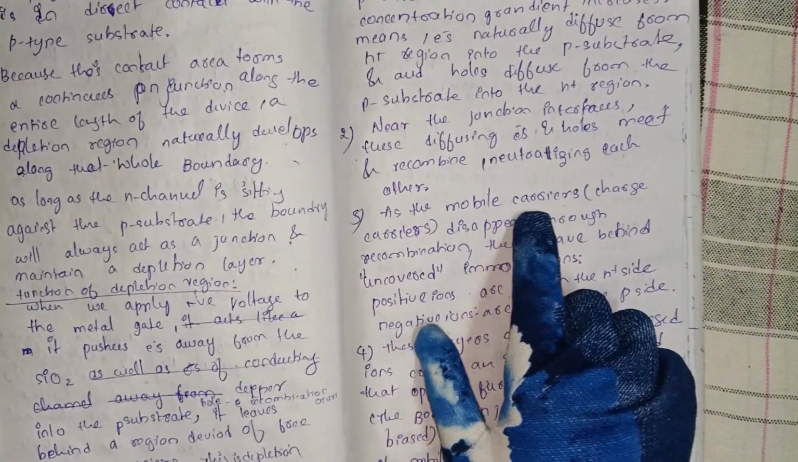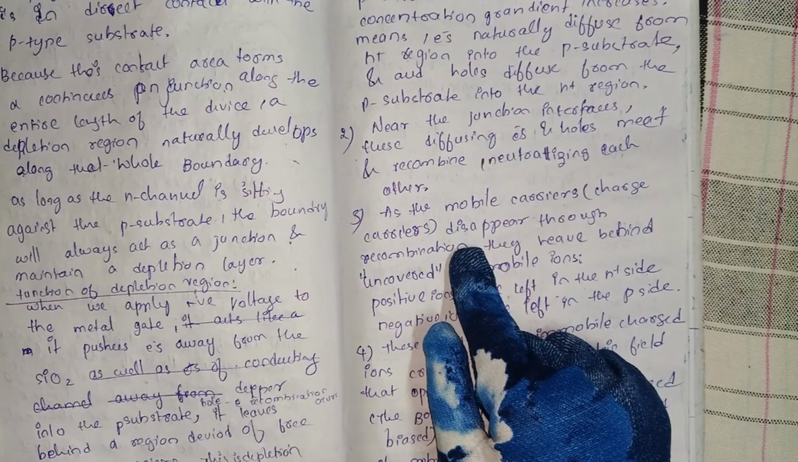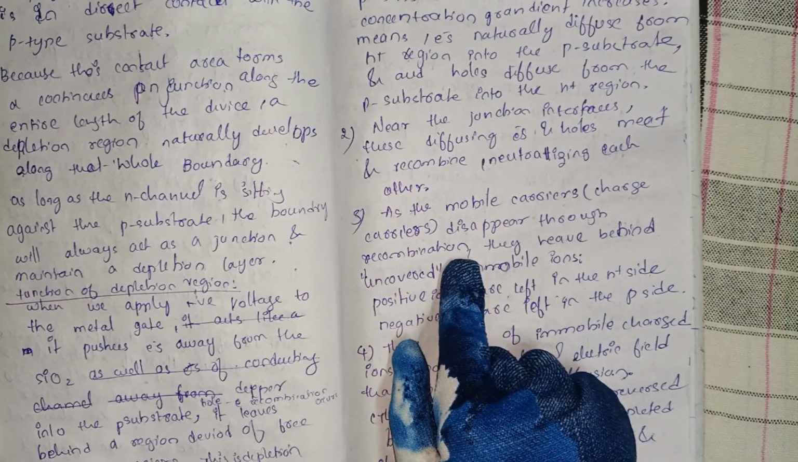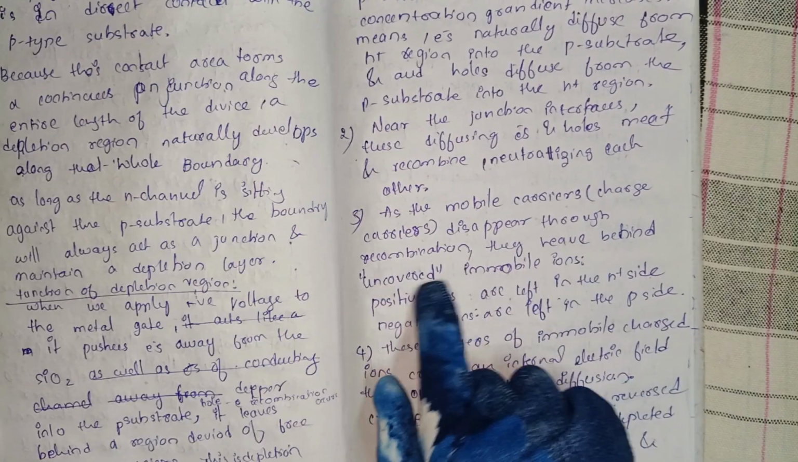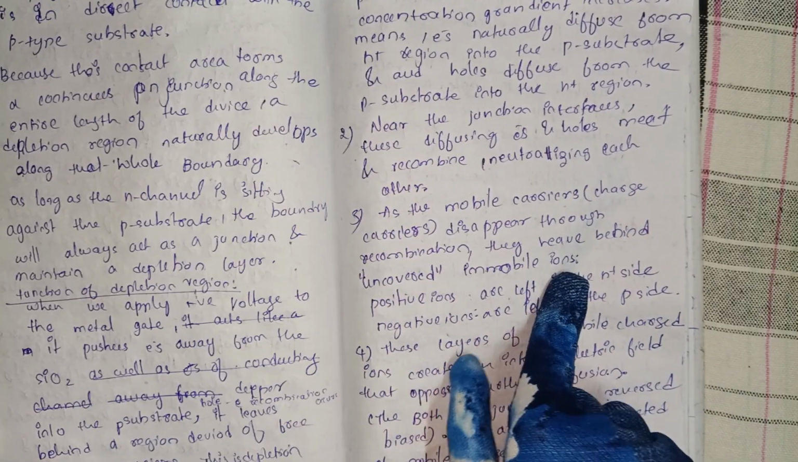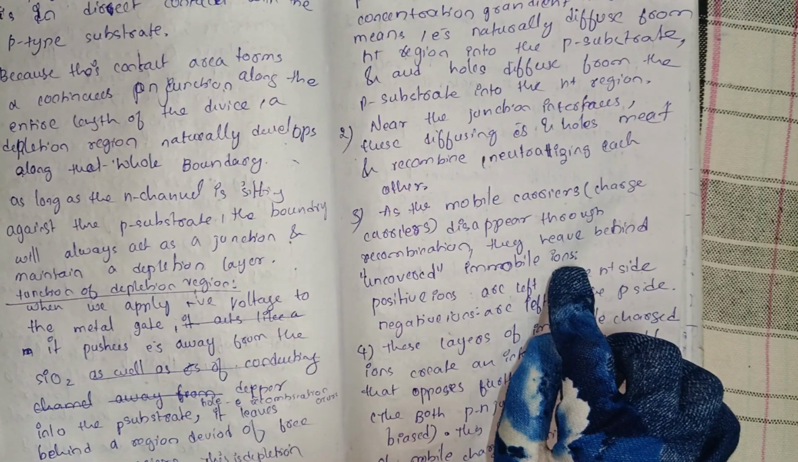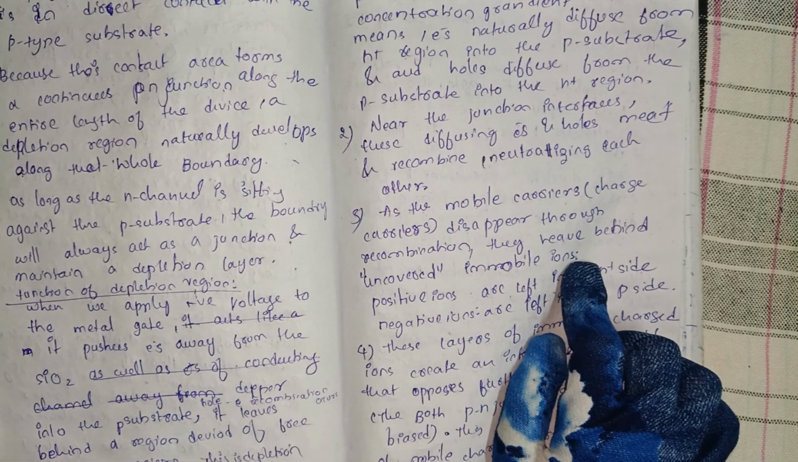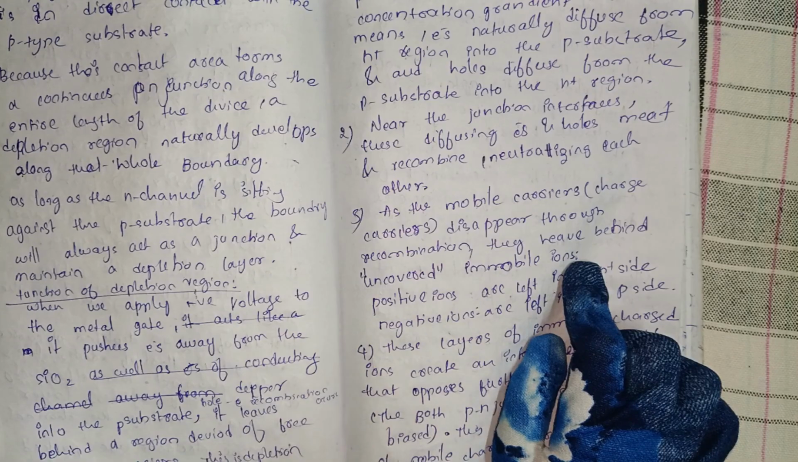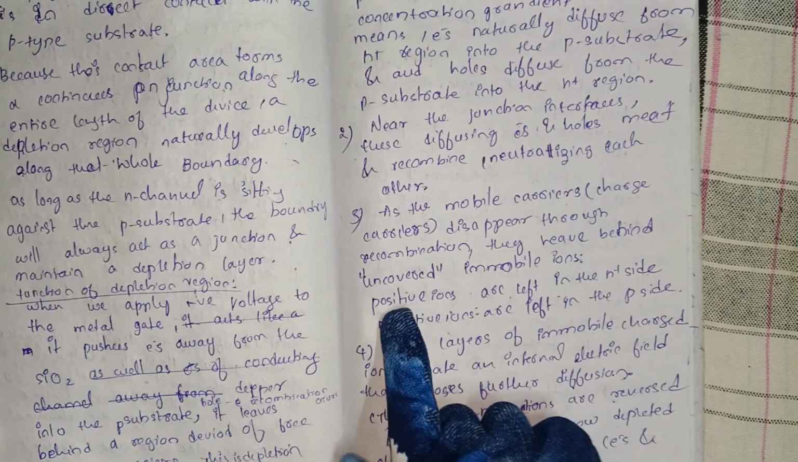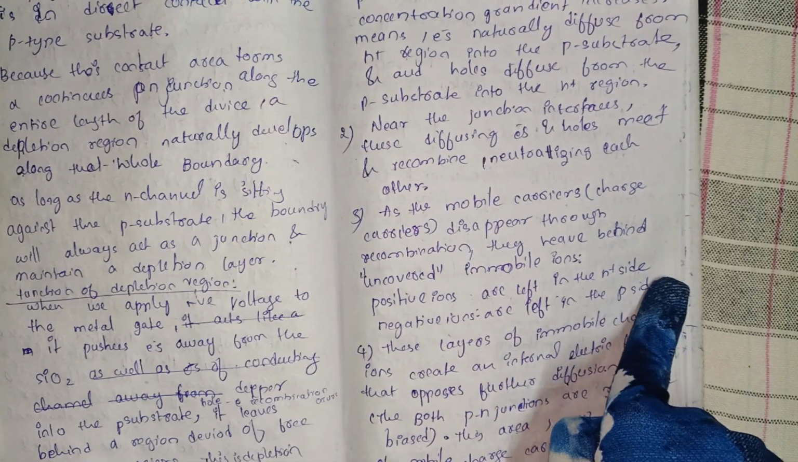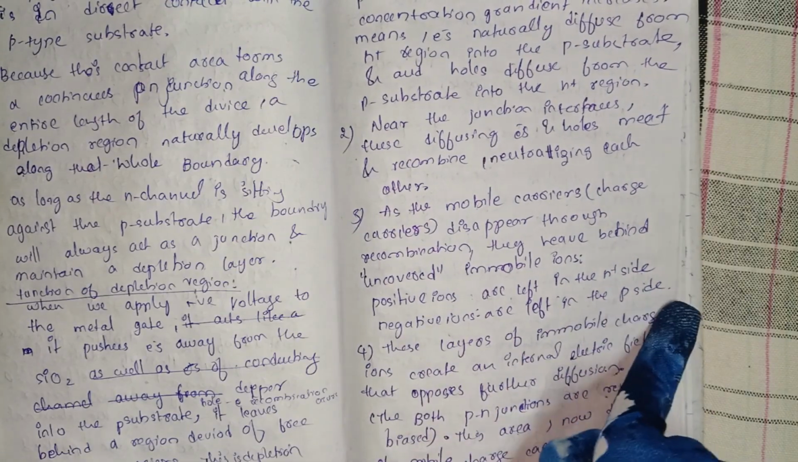Then as the mobile charge carriers, electrons and holes, disappear through recombination, they leave behind uncovered immobile ions. As we already know, p type material contains negative acceptor ions and positive holes, and n type material contains positive donor ions and free electrons. So positive ions are left on the n plus side and negative ions are left on the p side.